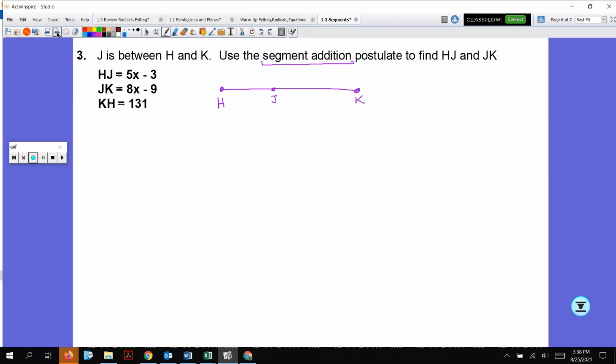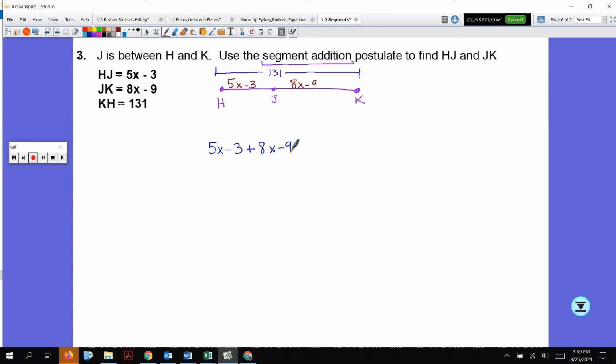All right. So now back to where I was, okay? What I want you to do is pause the video and try to solve it on your own. See if you can do it, okay? And I'm going to keep going. So HJ is 5x minus 3, and JK is 8x minus 9, and the entire thing is 131, right? So now we can set up an equation by adding the segments together.